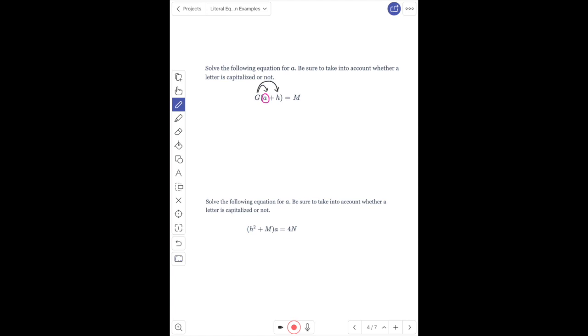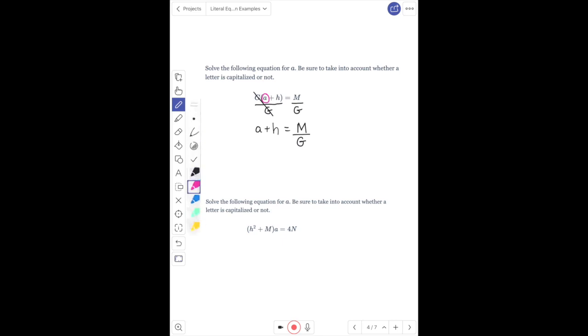I'm actually going to not do that, and I'm going to simplify this. I know that g is being multiplied by the whole parentheses, so I can divide the whole problem by g, because the inverse of multiplication is division. If I divide that whole problem by g, that leaves me with the parentheses left over. So g plus h equals m divided by g.